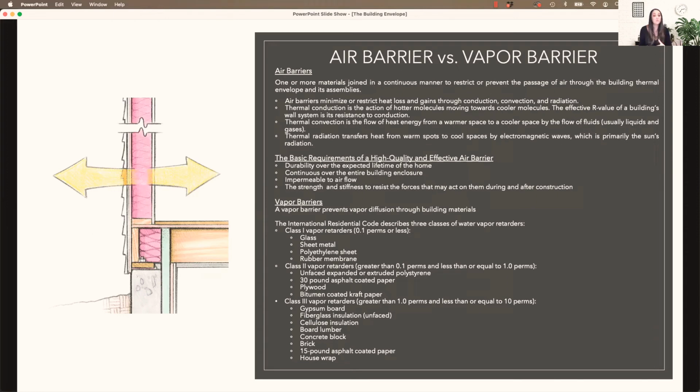If you're wearing your wool sweater and it starts raining, you're going to get wet. So to protect yourself and keep yourself warm and dry, you might combine wearing a wool sweater with a raincoat over it. That's really how air barriers and vapor barriers work. Air barriers restrict heat loss and gain, so they help keep the temperature consistent, while vapor barriers prevent the structure from getting wet or retaining moisture.